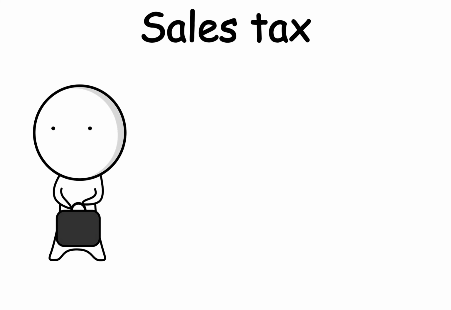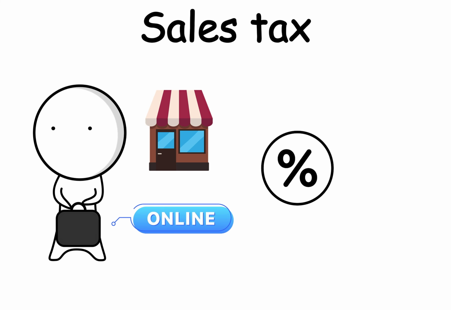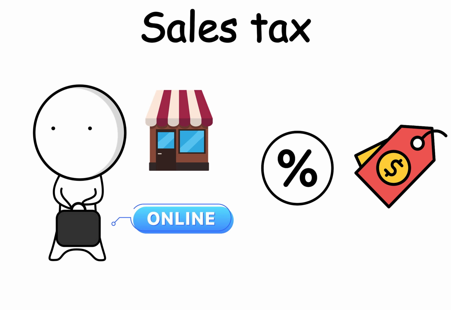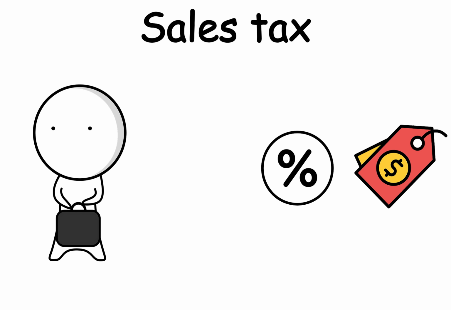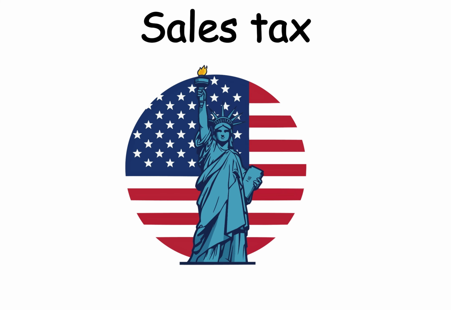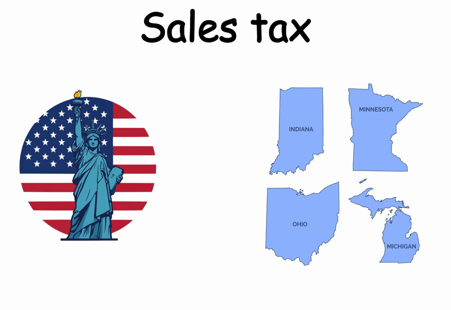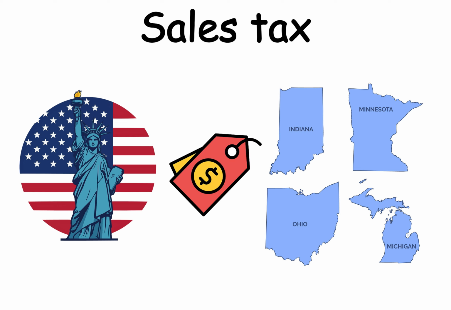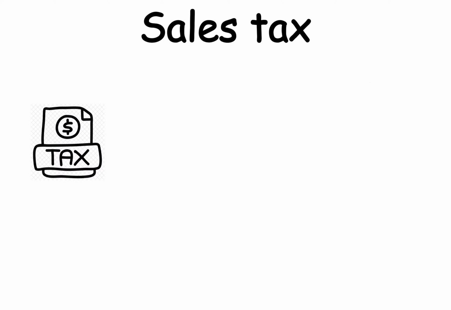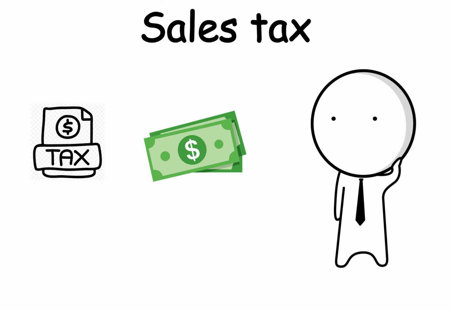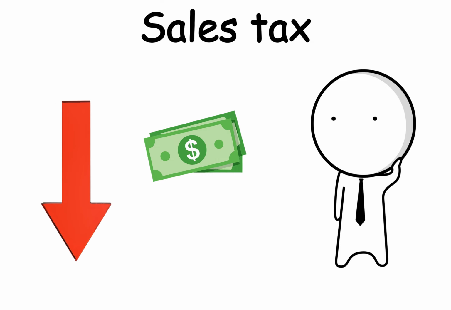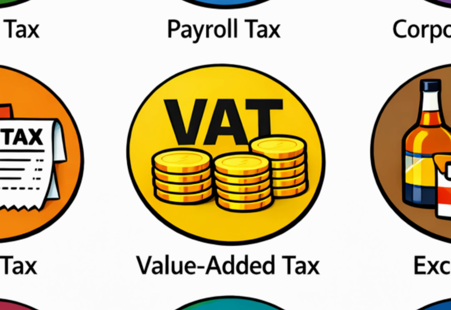Sales tax. Every time a purchase is made at a store or online, a percentage of that transaction may be added on top of the listed price. That extra amount goes directly to the government. Sales tax is common in the United States, where individual states set their own rates, meaning the same product can cost a different amount depending on where it is bought. It is a consumption-based tax, so people who spend more naturally pay more. Critics point out that it can place a heavier burden on lower-income households who spend a larger share of their earnings on everyday goods.